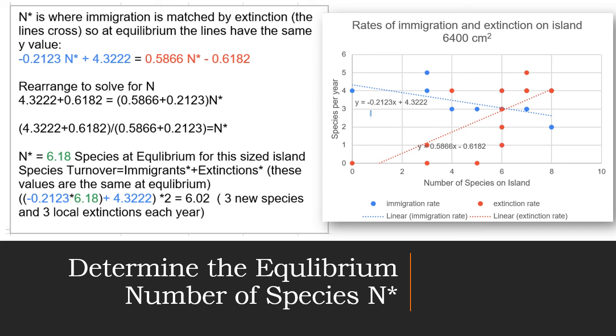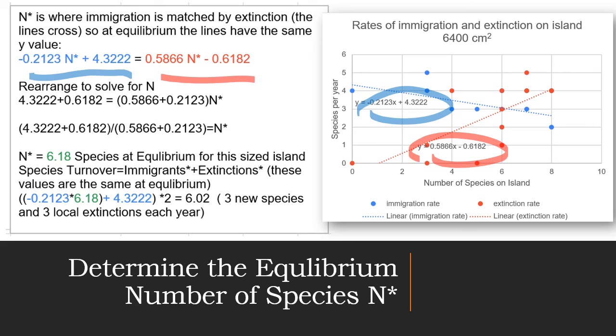So if I have my equation for immigration over here and I have my equation for extinction over there, we know they have the same x and y values where they cross. So if I have them equal, I can solve for the x value, which will be the equilibrium number of species, and it's on both sides. So I want that to be on one side. So I'm going to take what I've got over here and move it over to that side, and I'm going to take what I've got over here and move it over onto that side.